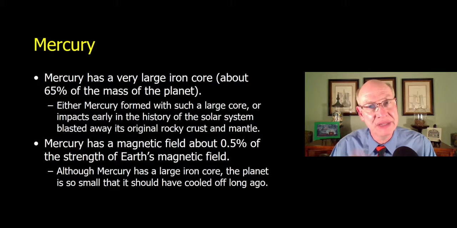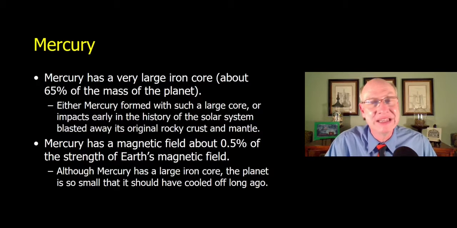The reason that we believe Mercury has a molten, at least a partly molten core, is that it has a magnetic field. And that magnetic field is about 0.5% of the strength of the Earth's magnetic field. So it's much weaker than the Earth's magnetic field. But that's not too surprising. Mercury is much smaller than the Earth and it rotates much slower. So it's not surprising that it has a weaker field. What is surprising is that it has a field at all.